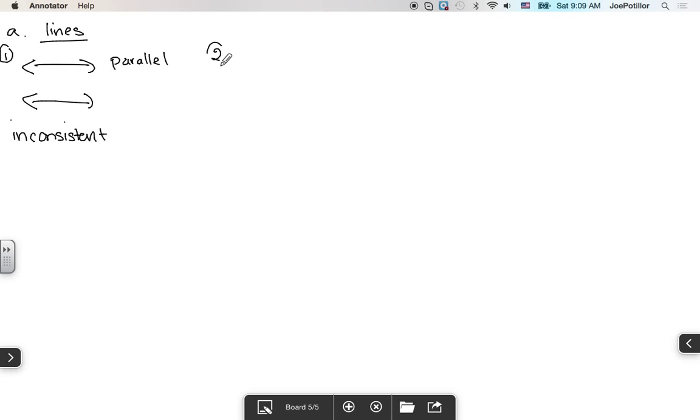let's go to a new page actually. With lines, you can have them be parallel, which is of course inconsistent, because there's nowhere to intersect. And because they don't intersect, there's no solution. You can also have them intersect at one point.